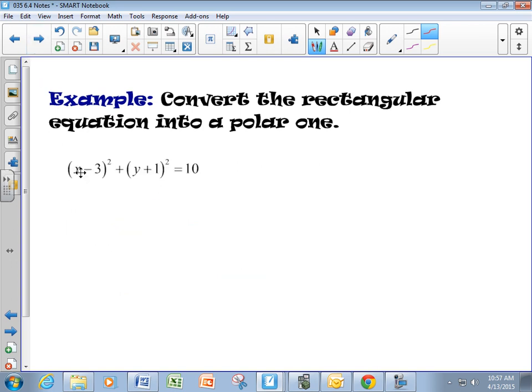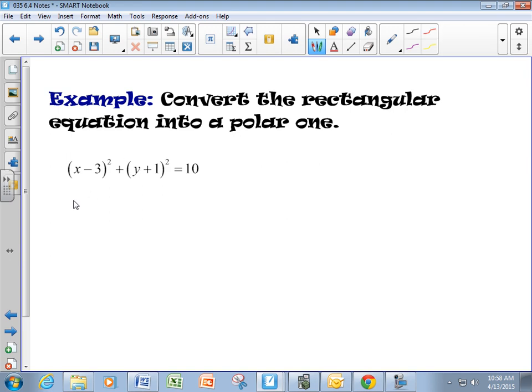Another rectangular xy equation is this one. Now this one's a little more complex. If you don't recognize it, it is the equation for a circle. And we've got an x and a y, and we've got some squares going on. So it's a little more complex than the earlier one.